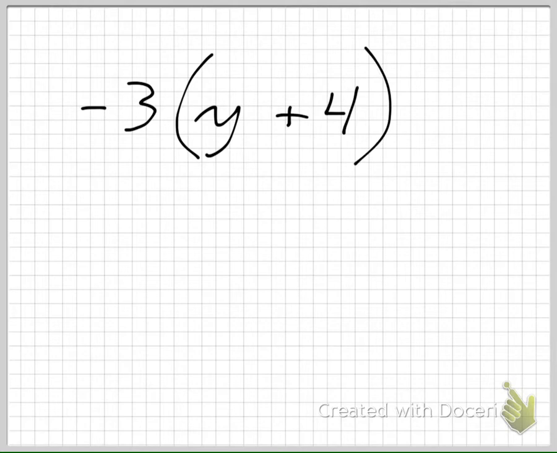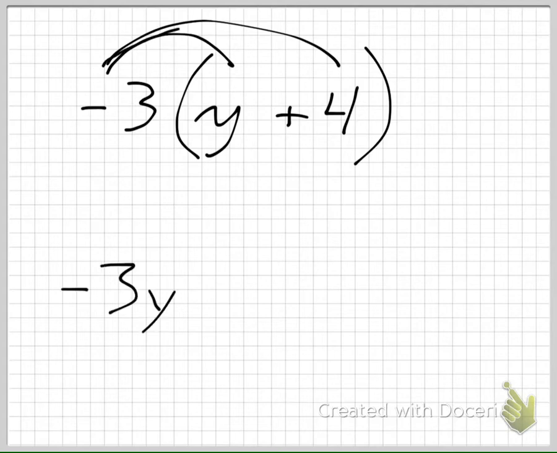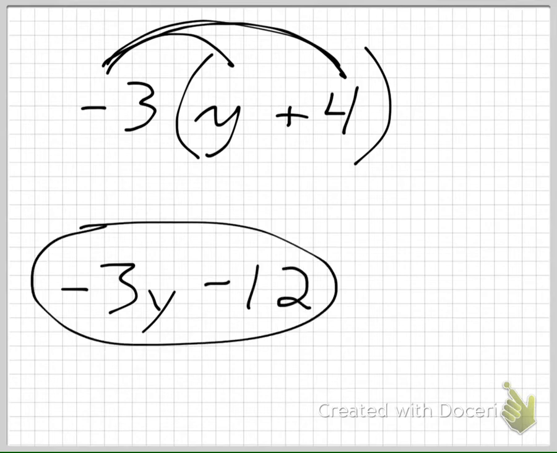Try that. So everybody watch. This is where you learn. You're watching. Distributive property. Rainbow, rainbow. What is negative 3 times y? Negative 3y. What is negative 3 times positive 4? Right? Do you see it? Yeah, I did negative 7. How many of you got negative 3y minus 12? Okay.